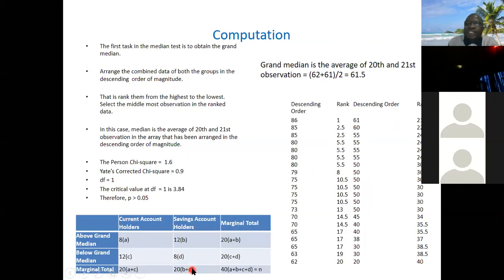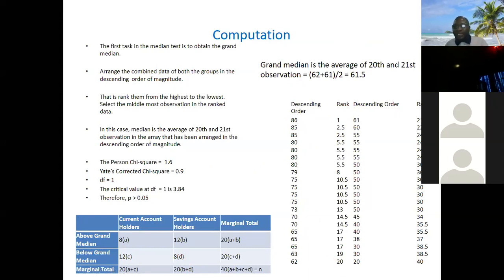So let's see the way they do the analysis. This is the rank here. Whether you rank them ascending or descending doesn't really matter, but this one is ranked descending for all of them, for all the 40.